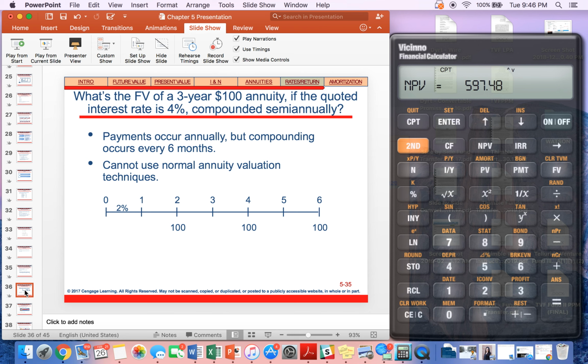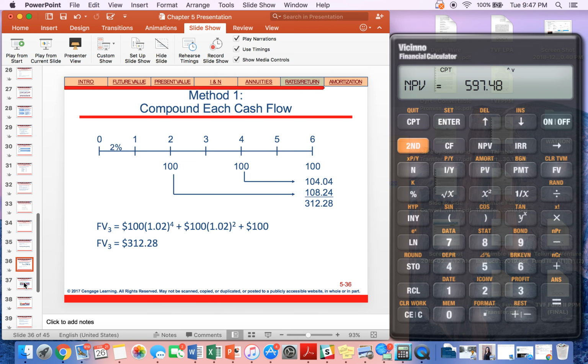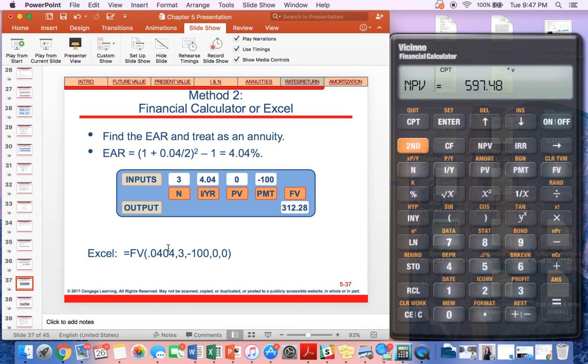So let's come down here. Let's skip through a couple of these slides and get straight to the point with slide 37. You can go through these other slides, draw your timeline, and do your algebra equation if you want to. But the simplest way to figure this out is to find your effective annual rate and then plug it into your calculator.